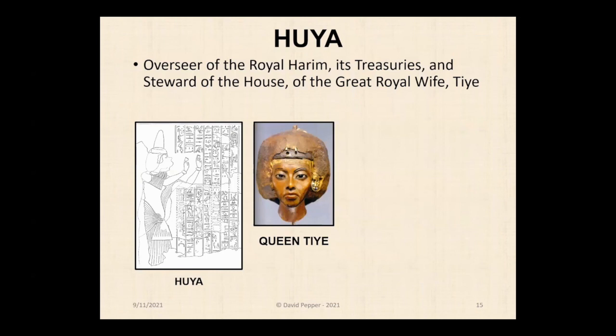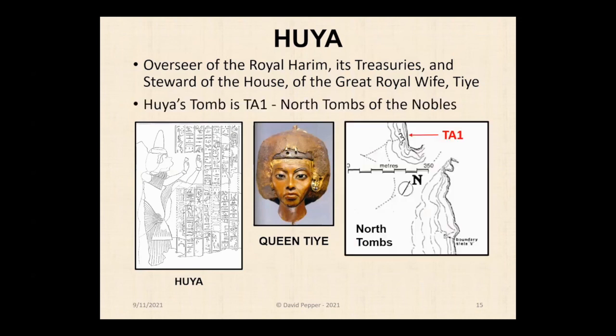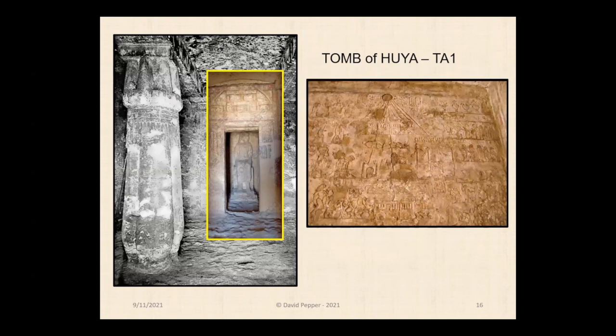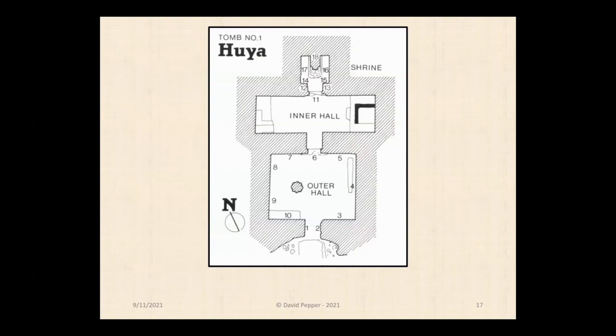Huya was the overseer of the royal harem, its treasuries, and steward of the house of Akhenaten's mother, Queen Tiye. His tomb number TA1 is in the rock-cut north tombs of the nobles at Amarna. This is Davies' photo of the outer hall and shrine in Huya's tomb. And here are modern photos of the shrine and part of Huya's Durbar scene. This is the plan of Huya's tomb.